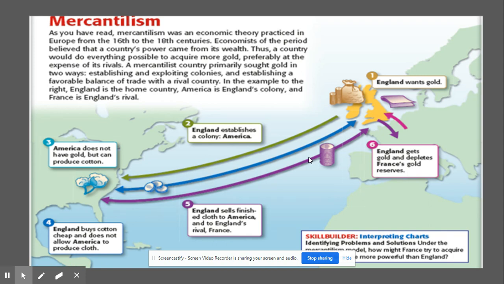But the problem is, we don't have gold, but we do have raw materials, such as cotton. Well, then that cotton, in turn, goes back to England because England can buy it cheap. Why? Because they own it. Okay, so since they own it, they buy it, they take it back, and once they take it back, they make stuff out of it. And then what do you think they do when they make stuff out of it? They sell it back to the colonies.